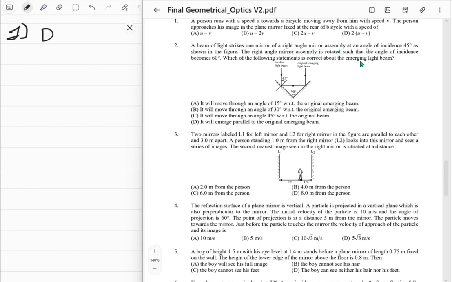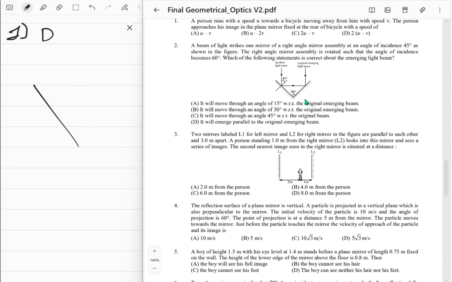Okay, we want: it will move through an angle of 15 degrees with respect to the original emerging beam, right? So you have to keep the original beam fixed, and then at 60 degrees, what should be the deviation? That's what you look for. Okay, so for 45 degrees, what's the deviation? It's 45, 45 like that. That just means this angle is going to be 45, but that's 90, so it's also going to be 45. That just means this is also 45. So it just goes opposite. It's 180 degrees is the deviation.